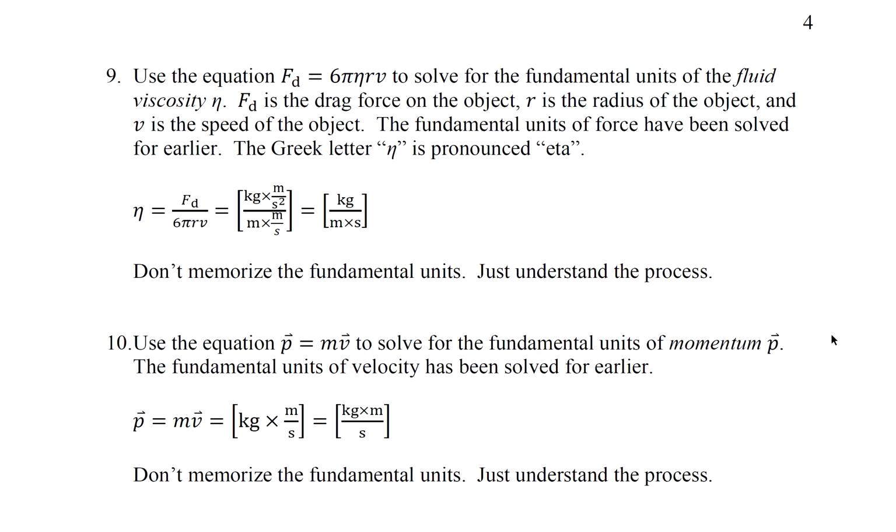The Greek letter is pronounced eta. So first solve for eta, then substitute the units of each variable. You could see in the denominator, 6 doesn't have any units, pi doesn't have any units. But r has units of meters, v has units of meters over seconds.